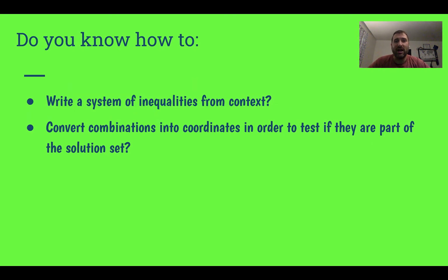After this lesson, do you now know how to write a system of inequalities from context? And do you know how to convert combinations, such as the large and small candles or the gumballs and chocolates, into coordinates in order to test to see if they're part of the solution set? If you're not sure about both of these things or parts of them, go back and re-watch sections of the video to help deepen your understanding. And that's the end of lesson 7 on systems of inequalities in context.